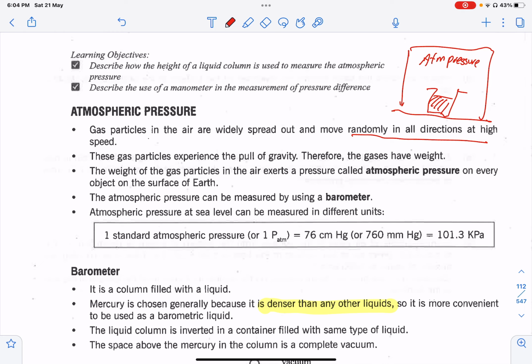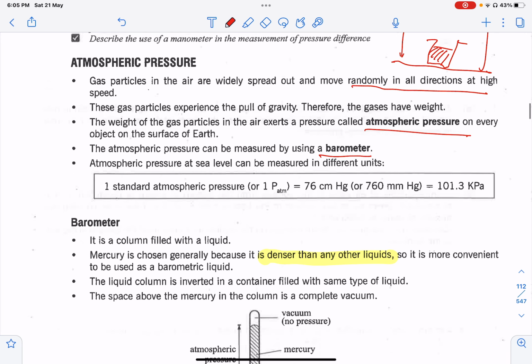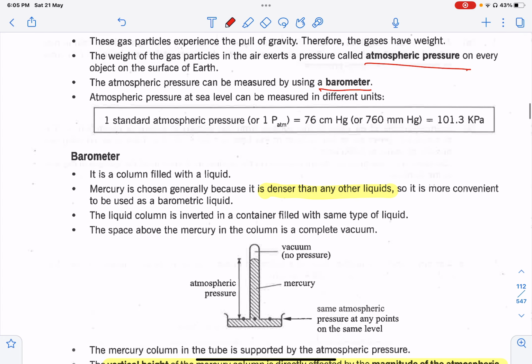the liquid, is actually the liquid pressure. These gas particles usually experience the pull of gravity. Therefore, gas particles will also have weight, even though it's negligible. However, these weights of the gas particles exert a pressure called atmospheric pressure on every object on the surface. And this can usually be measured by a barometer. This is an instrument to measure atmospheric pressure, like this.